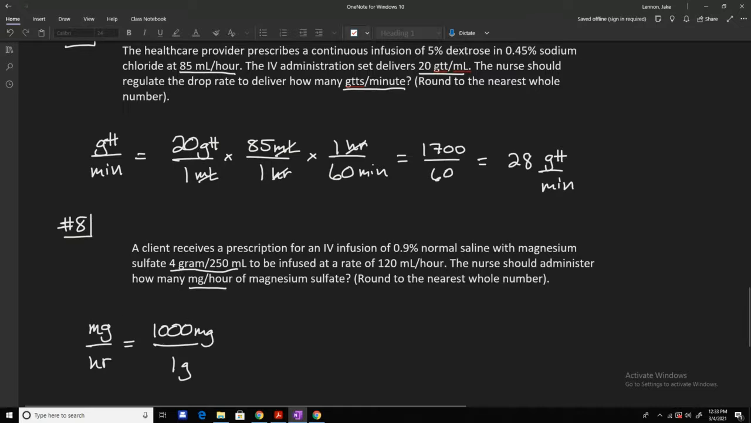It just depends which place your units need to be in. Milligrams is on top, so that's why the 1,000 milligrams needs to be on top, which means the 4 grams over 250 milliliters, the 4 grams will go on top to cancel with the 1 gram on the bottom, over 250 milliliters. So now grams is gone. And I want to look for milliliters in the problem. And I find that right here, 120 milliliters per hour. So I have 120 ml over 1 hour. And I'm already finished. The mLs are gone, and I can just multiply across.